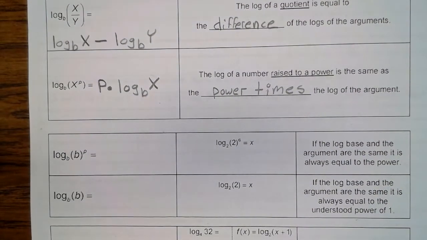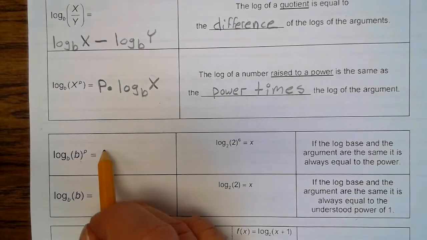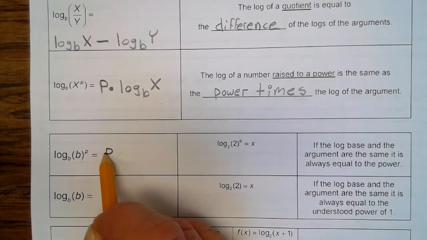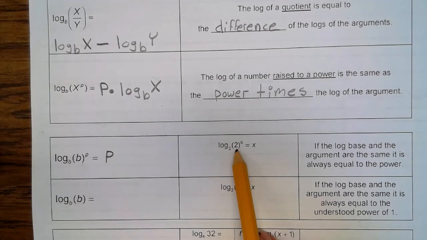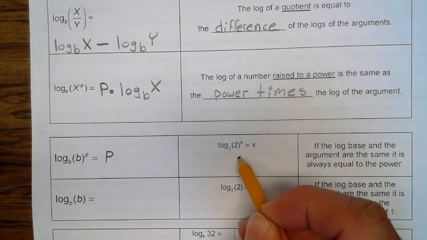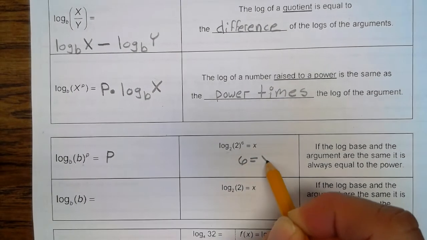All right, so now here we have, if the log base and the argument are the same, it is always equal to the power. So since the log base and the argument are both b, so the same, we say that this is 1 times p, or we can just say p. Okay, so here the log base 2 and the argument 2 are the same, so this is basically 1, and so this equals 6, so we can say that 6 is equivalent to x.